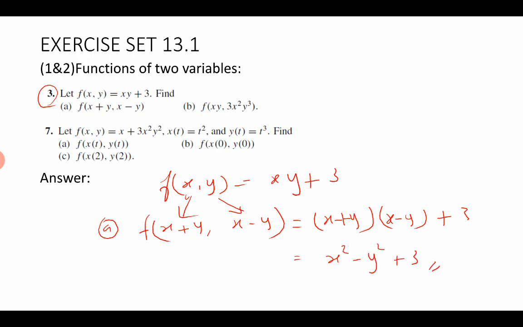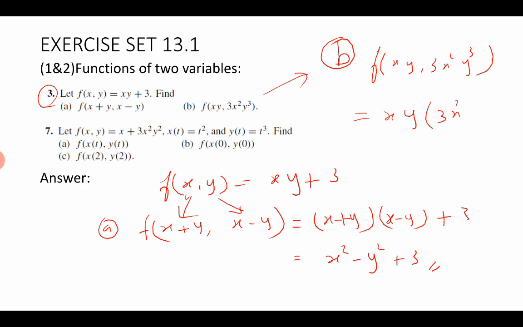And for problem B, what happens? x will be replaced by xy, and y will be replaced by 3x²y³. So instead of x, we have xy, and instead of y, 3x²y³, giving (xy)(3x²y³) + 3. Now simplify this one: 3x³y⁴ + 3. That is it for problem number 3.